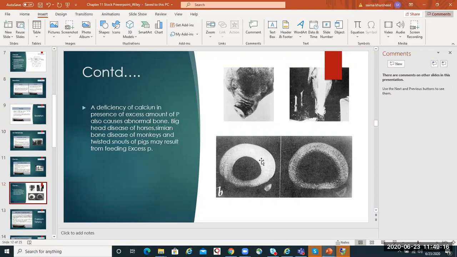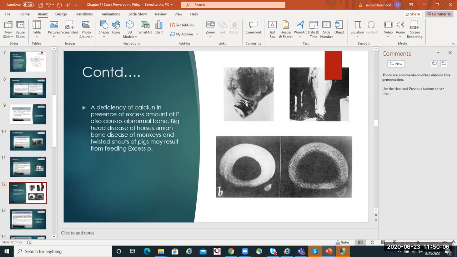So like here in this picture, you can see the nutritional secondary hyperparathyroidism in a horse, a big head here. The facial bones are enlarged and the facial crest is no longer visible. So at the bottom here, you can see some radiographs of a section of metacarpus of a horse which is fed a normal calcium to phosphorus diet, and on the right a horse fed excess P. So in the nutritional secondary hyperparathyroidism, the cortex is thinner and radiographic density is markedly decreased.